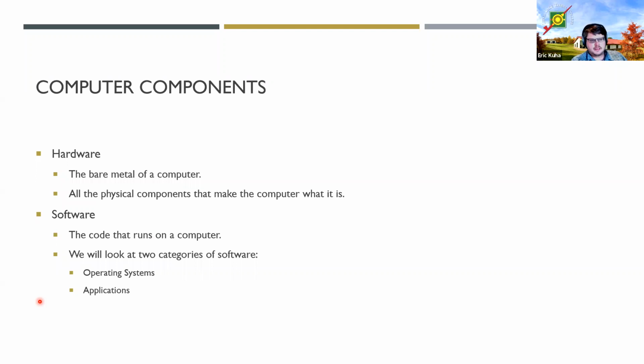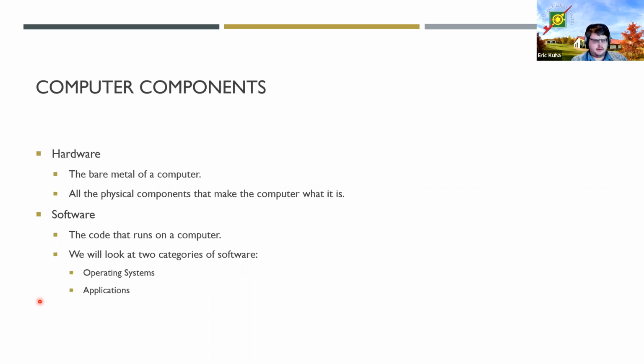Okay, so first let's divide things into hardware and software. Hardware is the bare metal, the actual physical components that make up a computer. It's the copper wires running through everything, little gold contacts, silicon chips, all that stuff. It's the physical components that you can actually touch and feel.